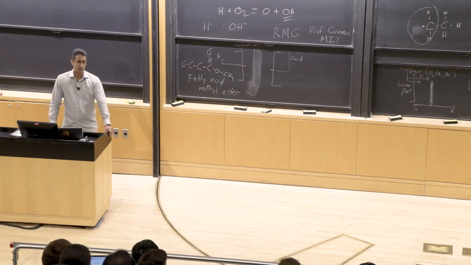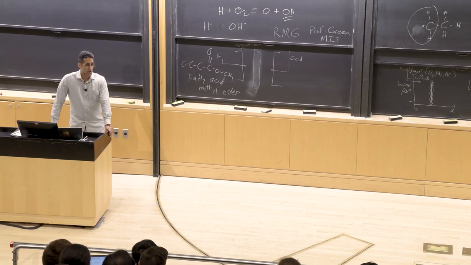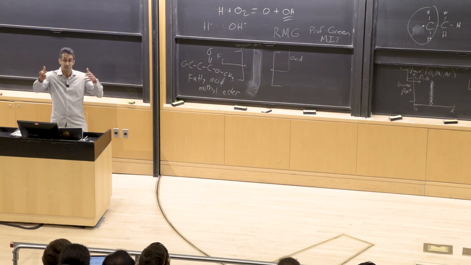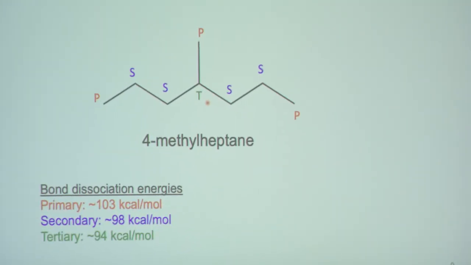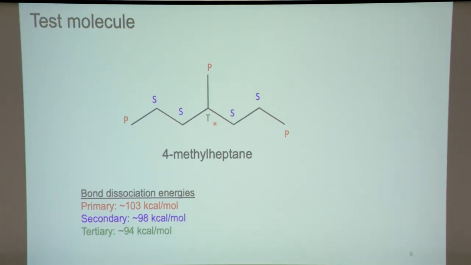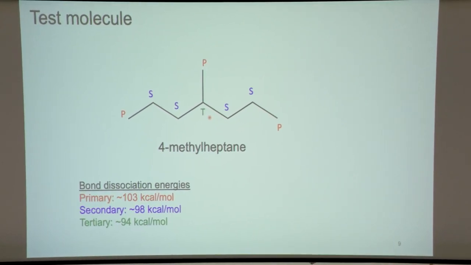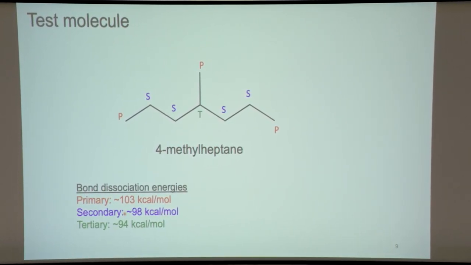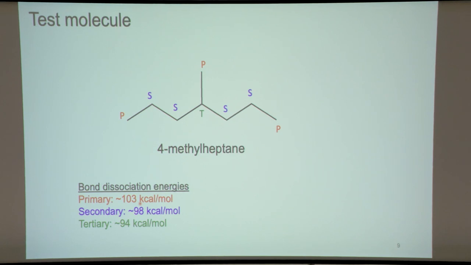And the first thing we always do, anytime we look at a new molecule, is ask what the bond dissociation energy of the different bonds is. That'll give us an understanding of where the weak points and strong points are, and where the reactivity is going to be mainly driven by. We see here that primaries have a CH bond dissociation energy of 103 kcal per mole, secondaries are 98 kcal per mole, and tertiaries are 94 kcal per mole. These are the CH bond dissociation energies.